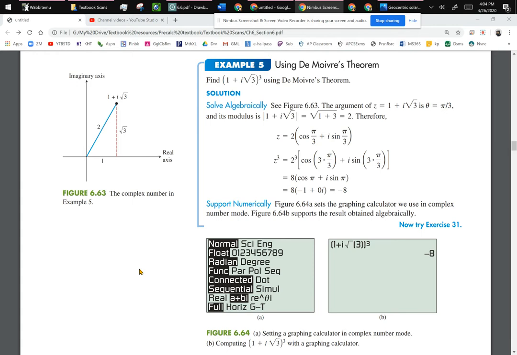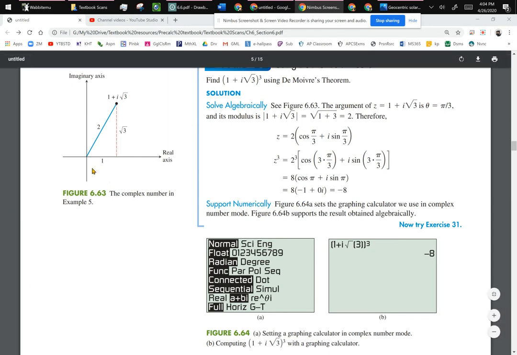If I raise it to the third power, the first thing we need is to find the radius or the hypotenuse or the modulus. So that's just Pythagorean theorem with 1 and root 3 as your legs. So then you're going to get a hypotenuse of 2.